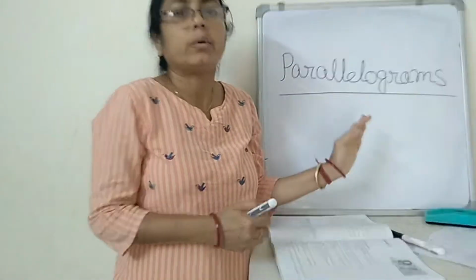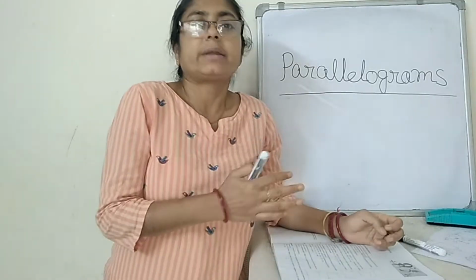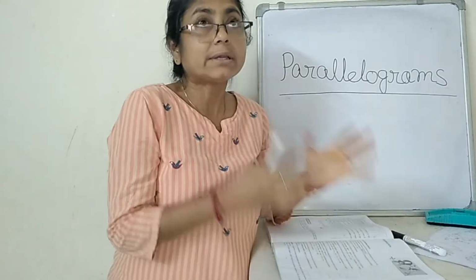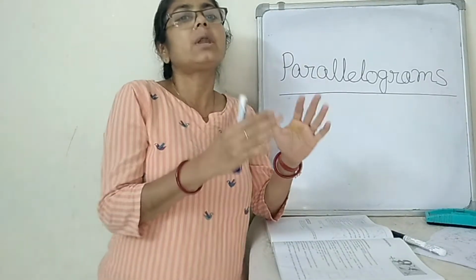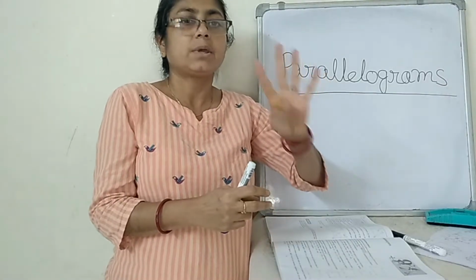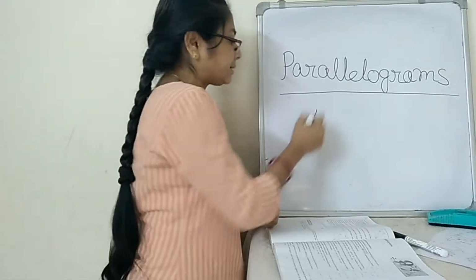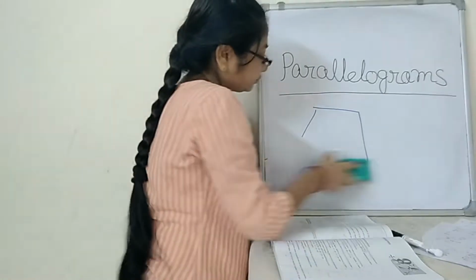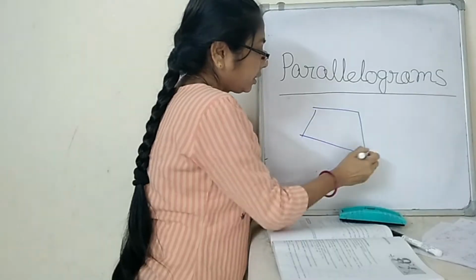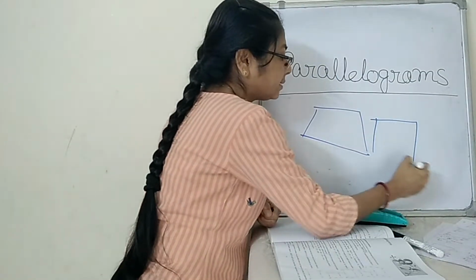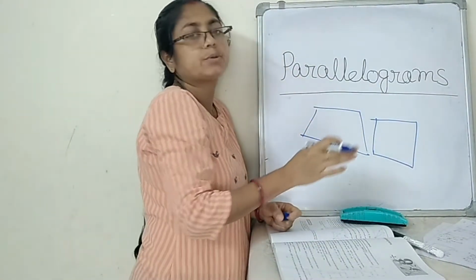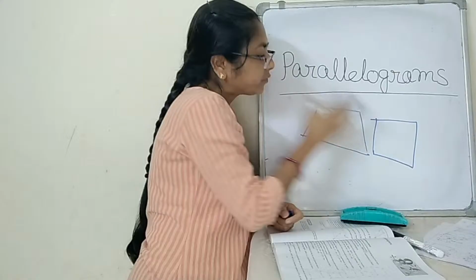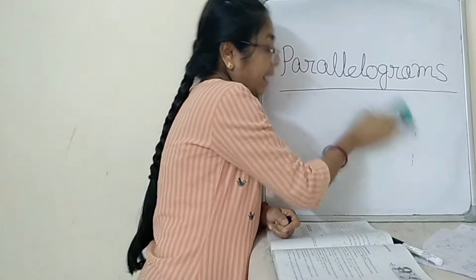What is a parallelogram? A parallelogram is one type of quadrilateral. What is a quadrilateral? A geometrical figure which has four sides. It may be like this and this. Any type of geometrical figure which has four sides is called a quadrilateral. Okay, now I start the parallelograms.